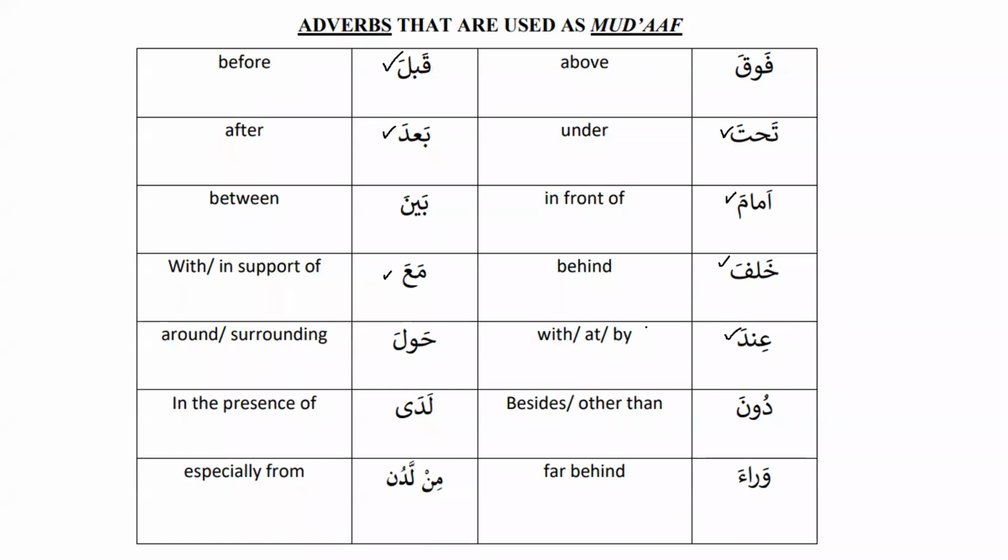The rest of them, inshallah, you can sit and memorize, because whenever we are reciting the Quran, we will definitely come across them, and they will always be helpful for us. So here we have fawqa, which is above, baina is between, hawla, around or surrounding, lada, in the presence of, and then we have min ladun, especially from, and similarly we have duna, besides or other than, and wara'a, far behind. So these are the ones that have been used in the Quran. We have learned 7 of them already, and the rest of them, inshallah, you can memorize.